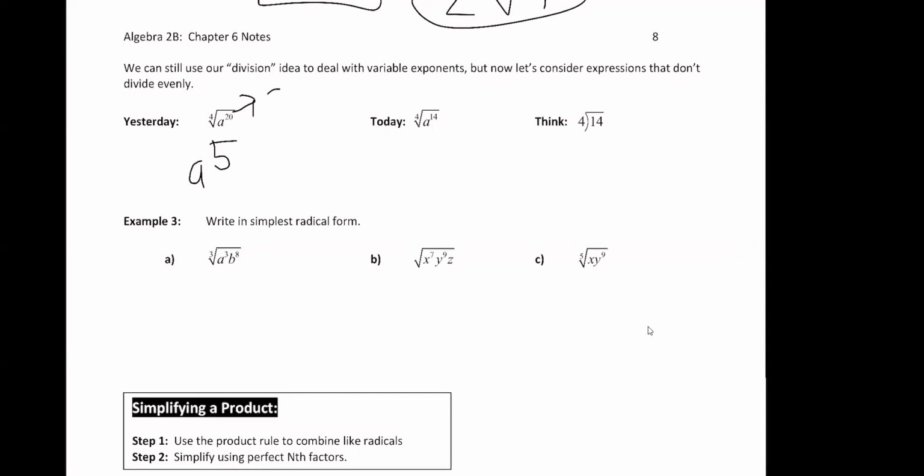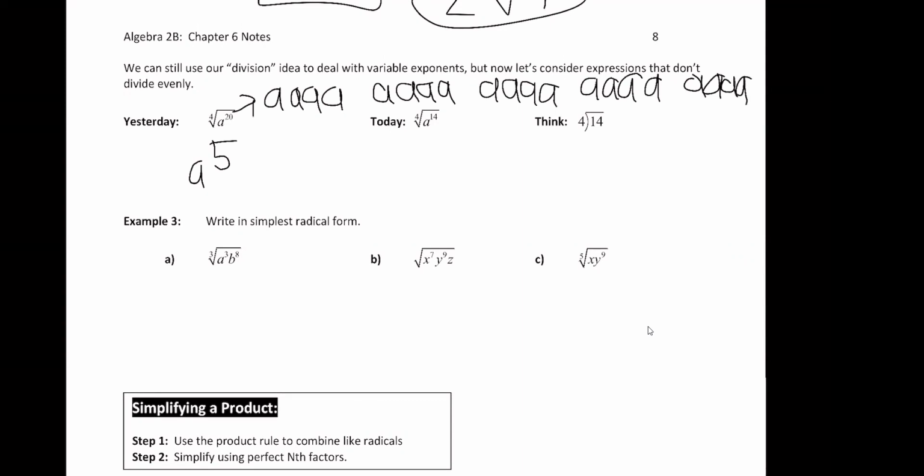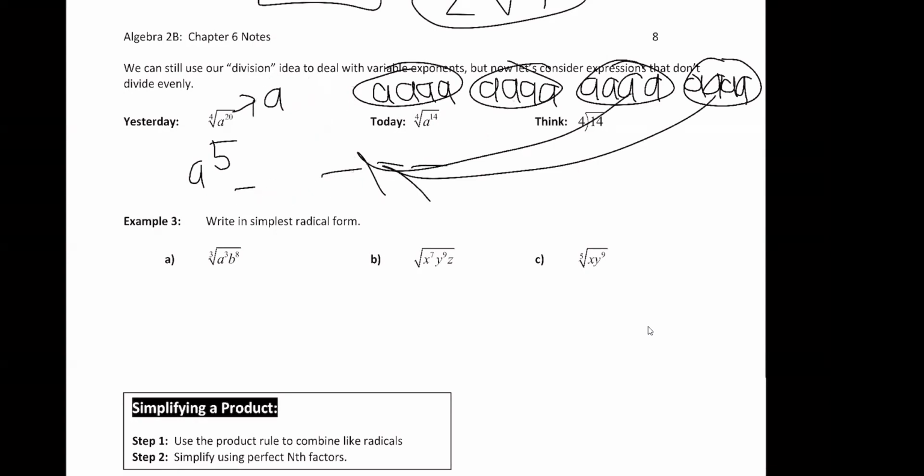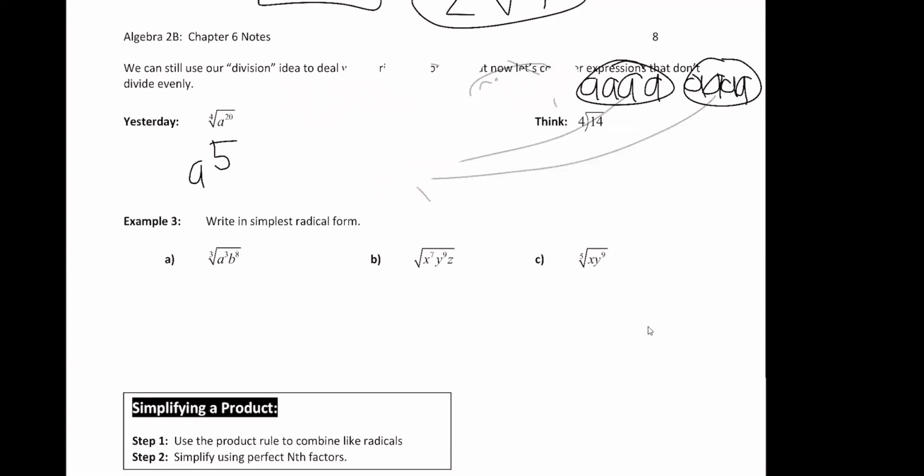Remember the reason why is this, I'll write it out. This is really 20 a's. But 20 a's could be broken up into 5 groups of 4. So when you circle these groups of 4, one from each group comes to the outside. So you really pull out 5 a's. That's why it's working. Basically, you just take your power divided by the index number.